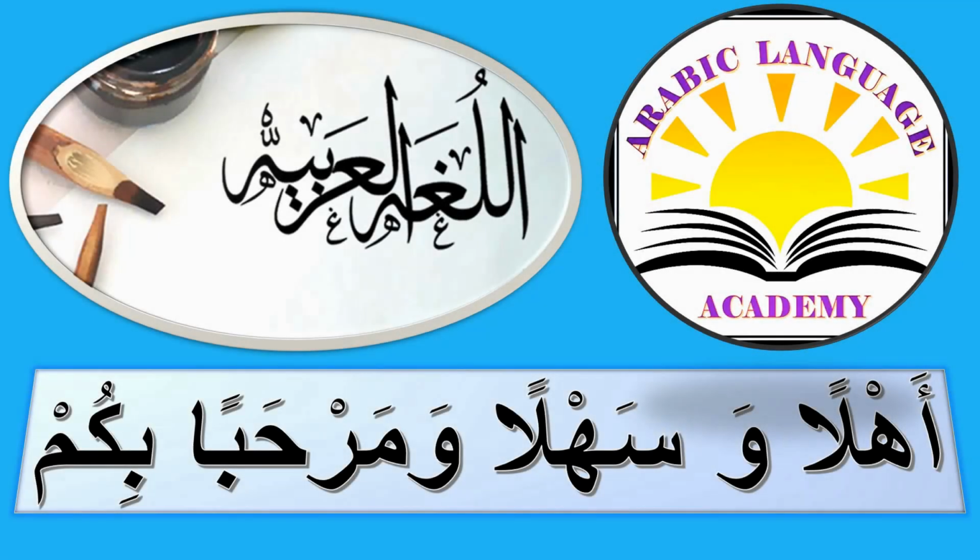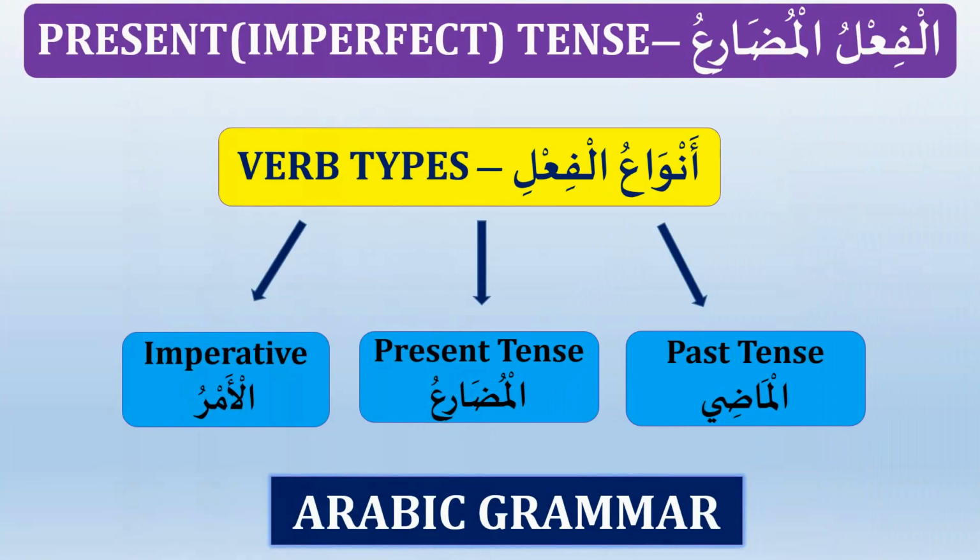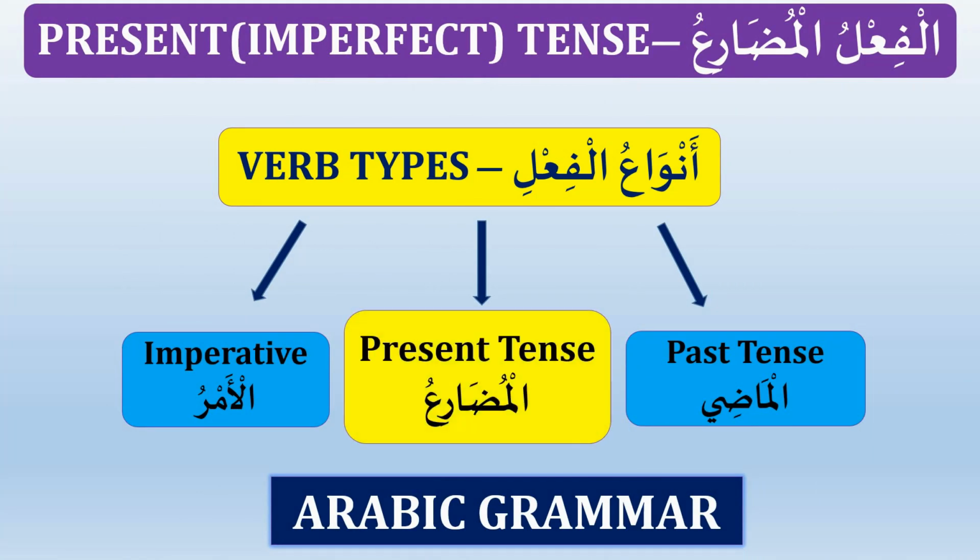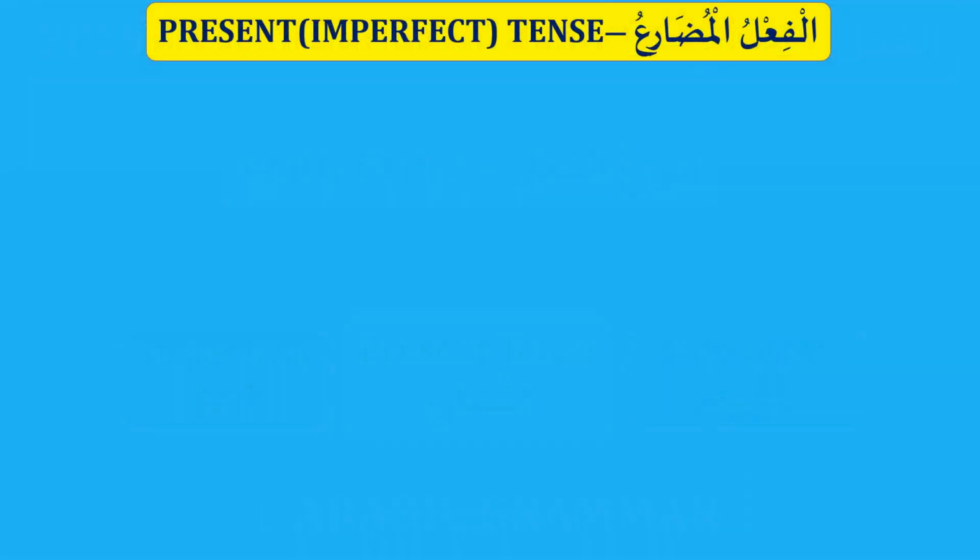Hi everyone. In our previous lesson we learned past tense in Arabic, and in this lesson we are going to learn المضارع, present tense, inshallah. الفعل المضارع, present or imperfect tense.